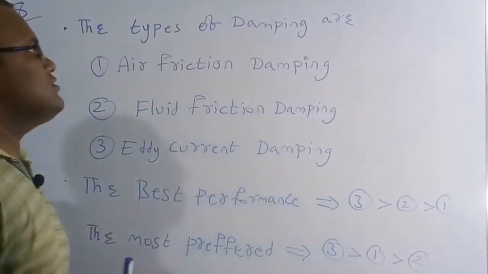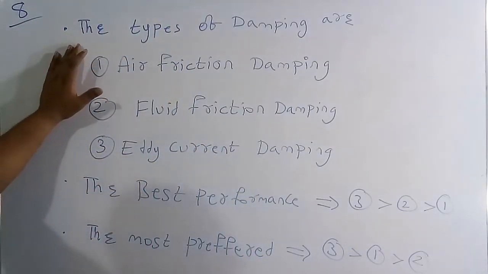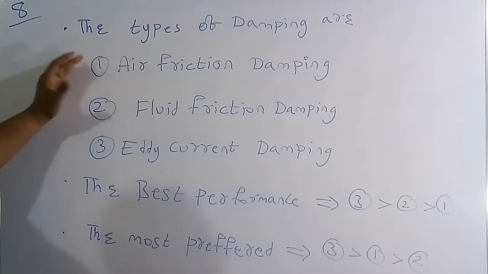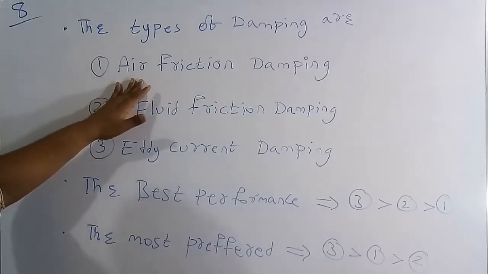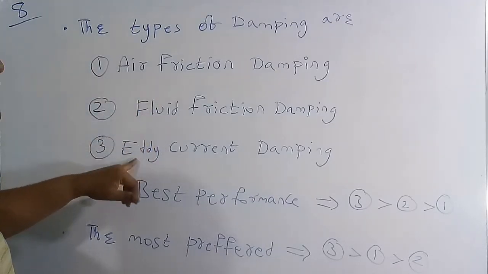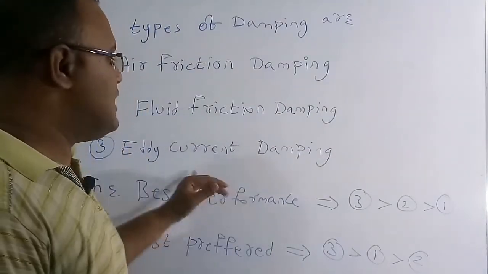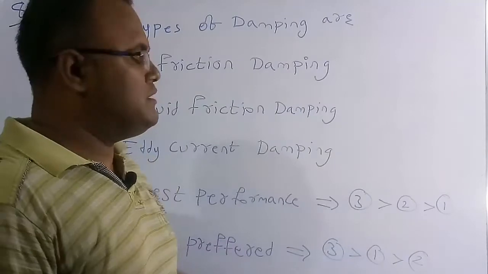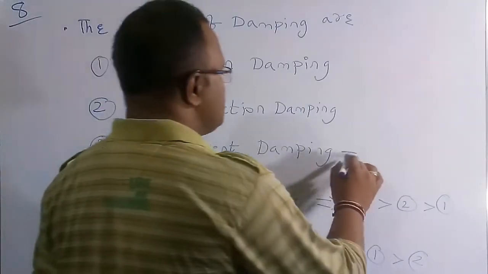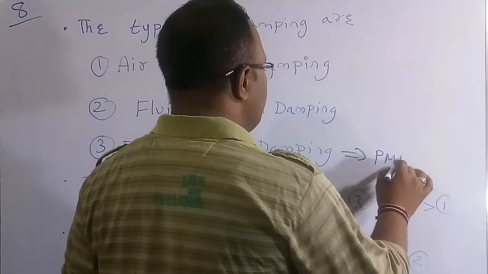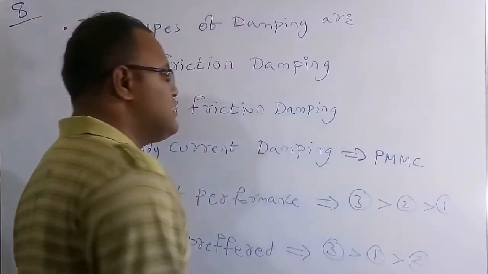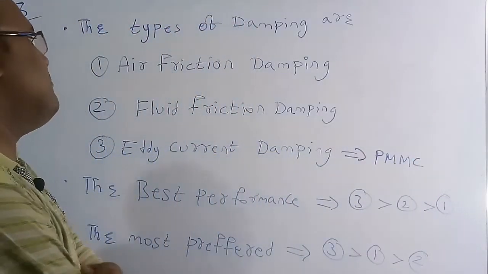There are three types of dampings used in electrical measuring instruments: air friction damping, fluid friction damping, and eddy current damping. Whenever there are permanent magnets, we prefer to use eddy current damping. That is the reason eddy current damping is used in the PMMC, because there are permanent magnets.